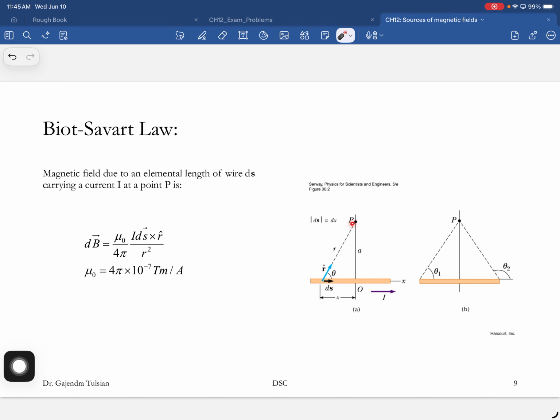What if you want to find the field due to the entire wire? What do you do? Integrate. That is the field at this point due to this guy. You want to find the field due to the entire wire. All you do is do this integral.